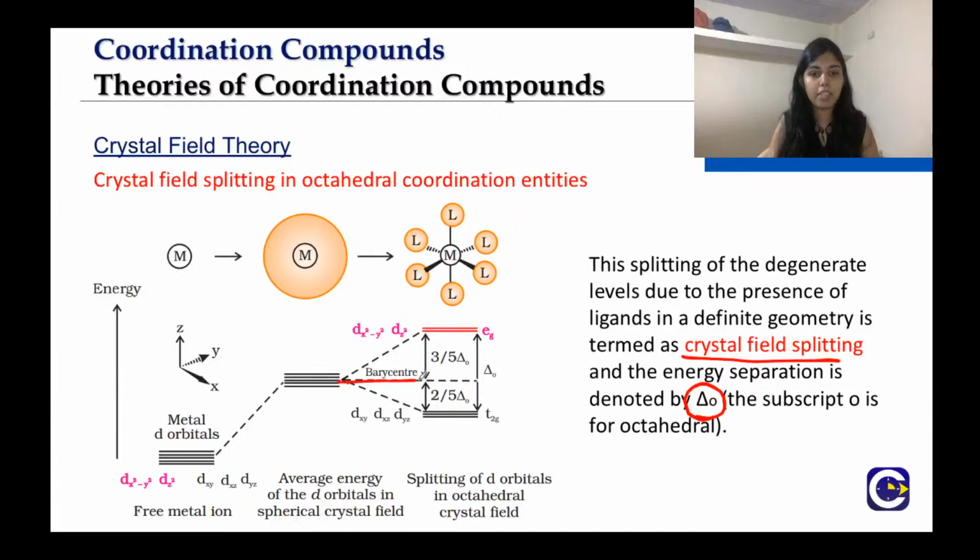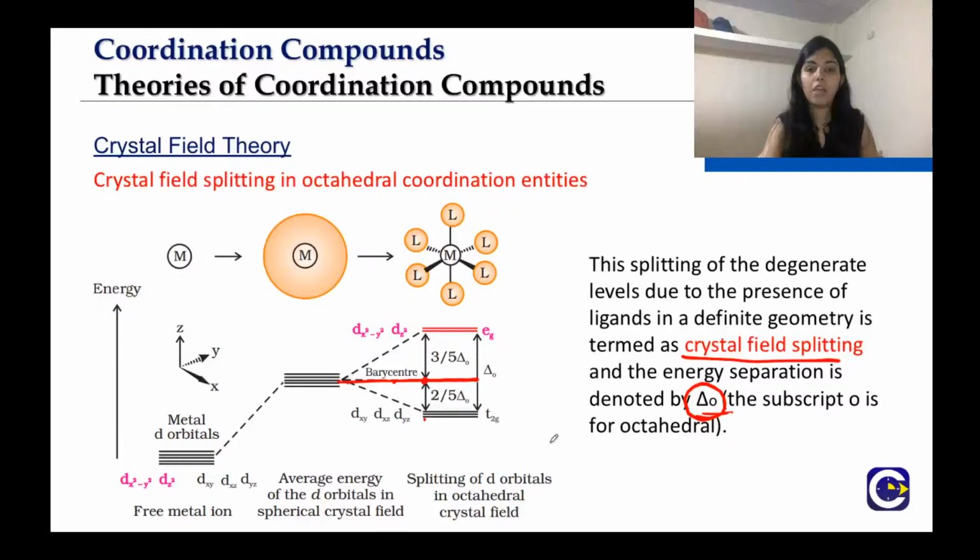Now, this is the barycenter. If you take this barycenter, the energy difference between the barycenter and Eg is 3 by 5 delta O, while the energy difference between barycenter and T2G is 2 by 5 delta O. Okay, where O stands for octahedral complex. I hope this is clear.